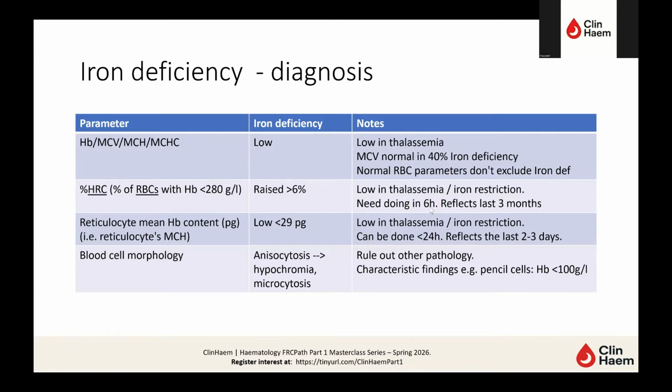But there's a caveat that, of course, it can still be low. So all of these things can be similarly low in thalassemia as well. Same for this. But there's a problem that it needs doing in 6 hours. And it doesn't reflect the last 3 months because, as you know, the lifespan of RBC is 120 days. And when you're checking somebody's blood, they have got cells of various ages in there. So you're actually checking the whole entirety of red cells to see how hypochromic they are.